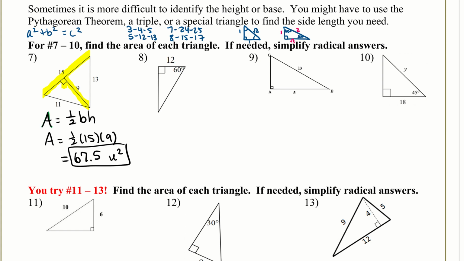All right, for the next one. Again, I'm trying to use area as 1/2 of base times height. But I have a base. This is the base right here. What I don't have is the height, and I need that. So I'm going to use the ratios of 30, 60, 90 triangles. Opposite the 30 is 1. Opposite the 60 is √3, and the hypotenuse is 2.